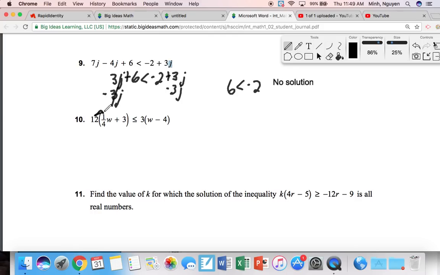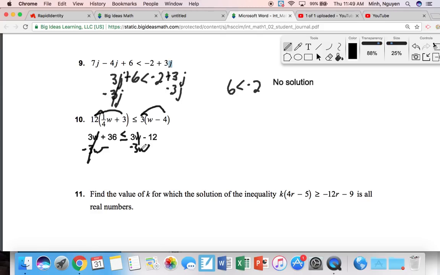Here, it's just an issue of distributing, so I'm actually going to write it out. We've got 12 times 1 is 12, divided by 4 is 3w, plus 12 times 3 is 36. I'll put the symbol in later. 3 times w, distributing it, minus 12, distributing that 3. I'll mark it up for you as well. Less than or equal to. We subtract 3w from both sides, sorry that w came out kind of funny. 36 is less than or equal to -12. Is that true? Is it positive? No, it's exactly like the last problem. So no solution.